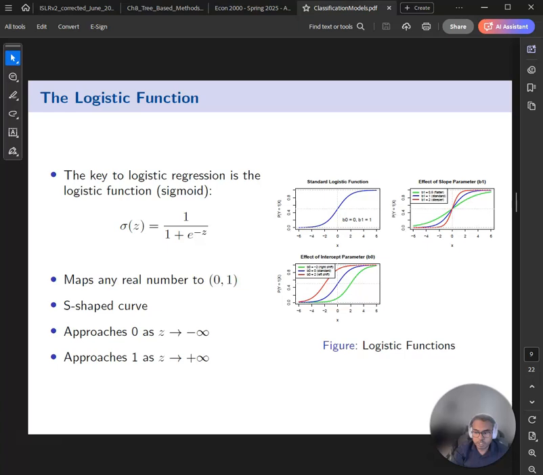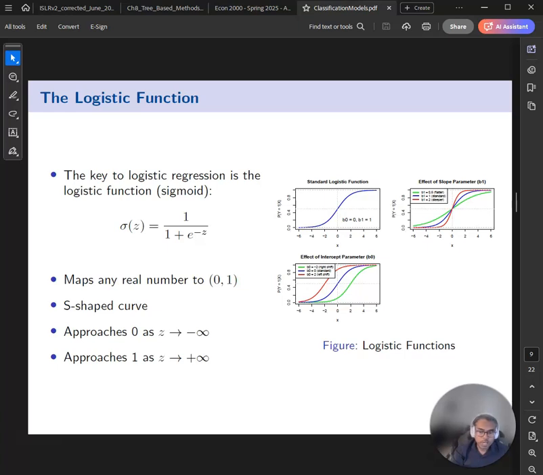And you can take a look at the behavior as well. As z approaches negative infinity, the function approaches 0, but it never quite touches it. And as z approaches positive infinity, the function approaches 1 but never exceeds it. And this perfectly captures the behavior that we want for our probability predictions.